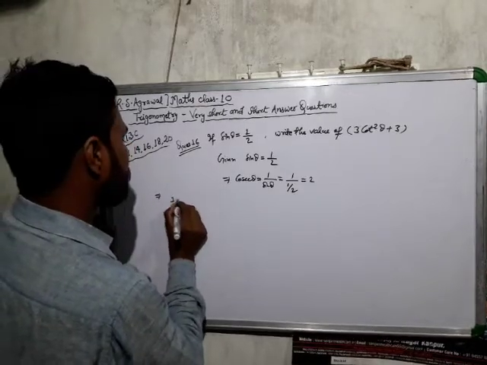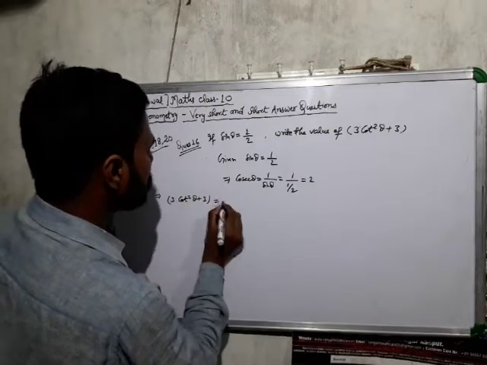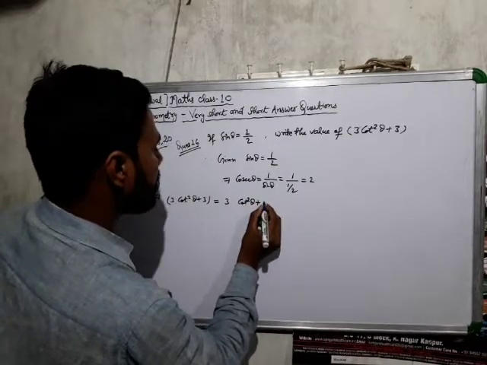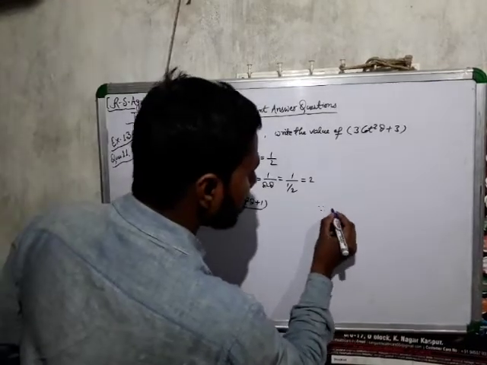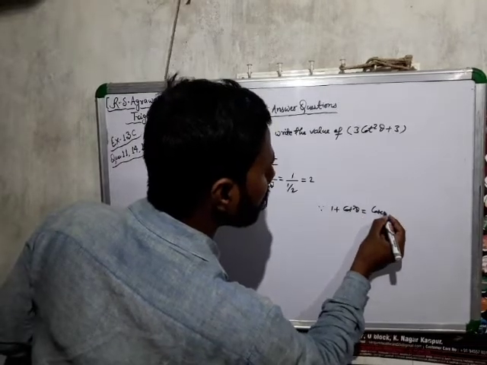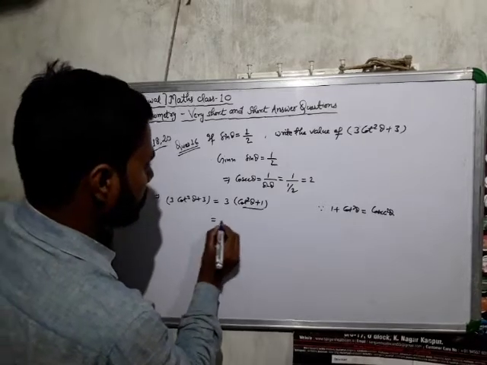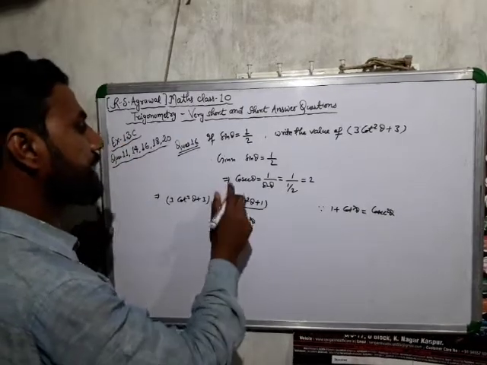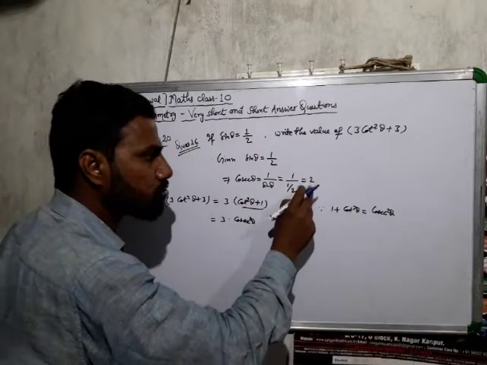The value of 3 cot square theta plus 3 is equal to 3 common, cot square theta plus 1. We know that 1 plus cot square theta is equal to cosec square theta, so this is equal to 3 into cosec square theta. We observe that sin theta is equal to 1 by 2 implies that cosec theta is equal to 2.